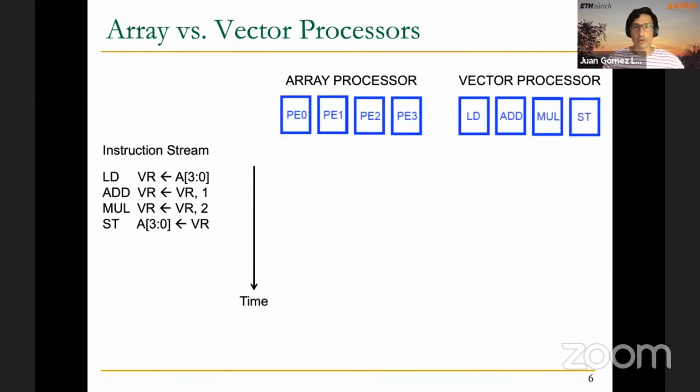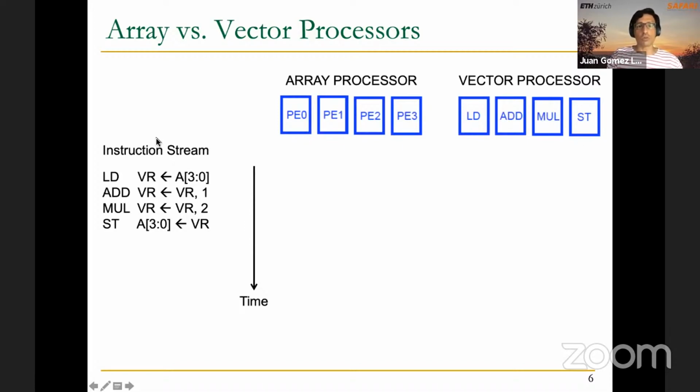Let's take a look at what this means. Here on the left, you have an array processor. You can see that it consists of 4 processing elements. They are the same type of processing element, P0, P1, P2, and P3. And here on the right, you have a vector processor. You also have 4 processing elements, but these 4 processing elements are specialized, right? One of them is designed to execute load instructions, the other one to execute additions, this one multiplications, and this one store instructions.